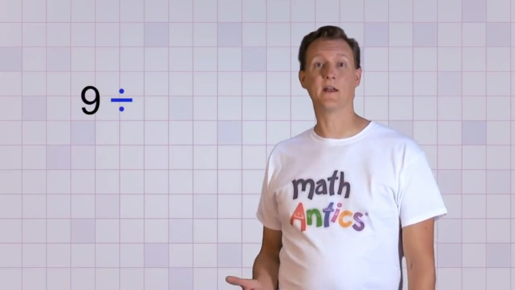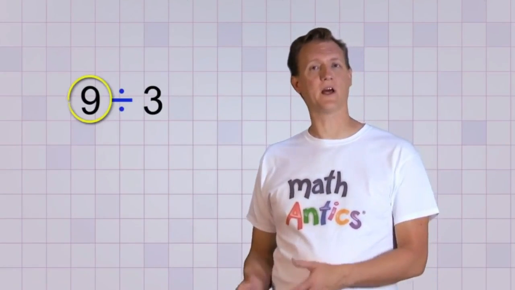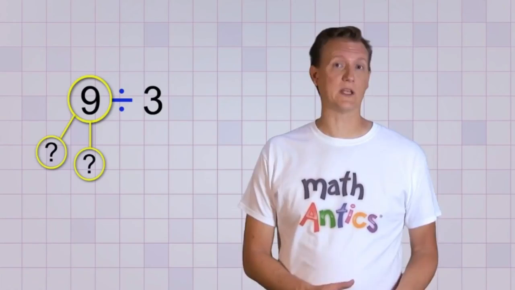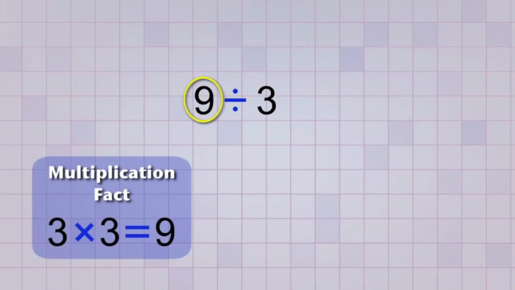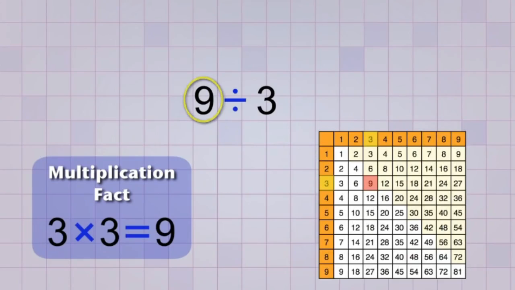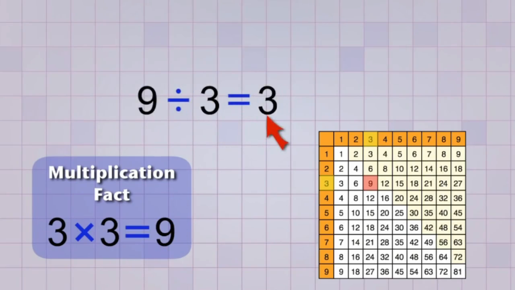Okay, so here's how basic division works then. You get a problem like this one, 9 divided by 3, which means you have a total of 9 and you want to divide it into 3 equal groups. And if you can remember that 9 is an answer to one of the multiplication facts, or that it's an answer on the multiplication table, then you can see that since 3 times 3 is 9, then 9 divided by 3 is 3. It's that simple. Well, at least it was that simple when you learned about the fact families.